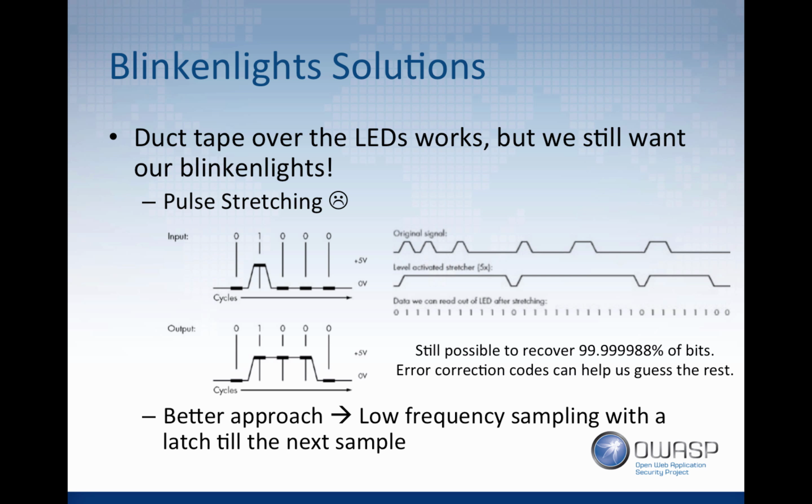The better approach is to just sample at very low frequency. So you don't wire it directly into the serial line. You just sample every now and then, and that gives you a representative sample of what's happening on your network without revealing all the information.